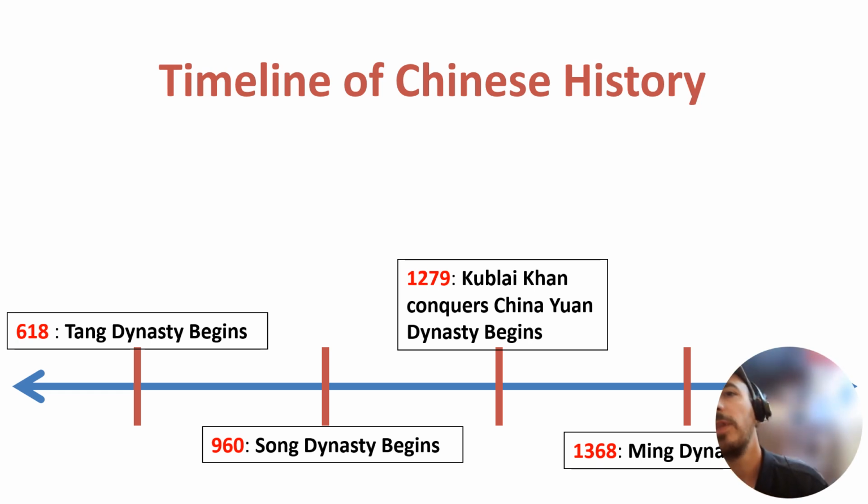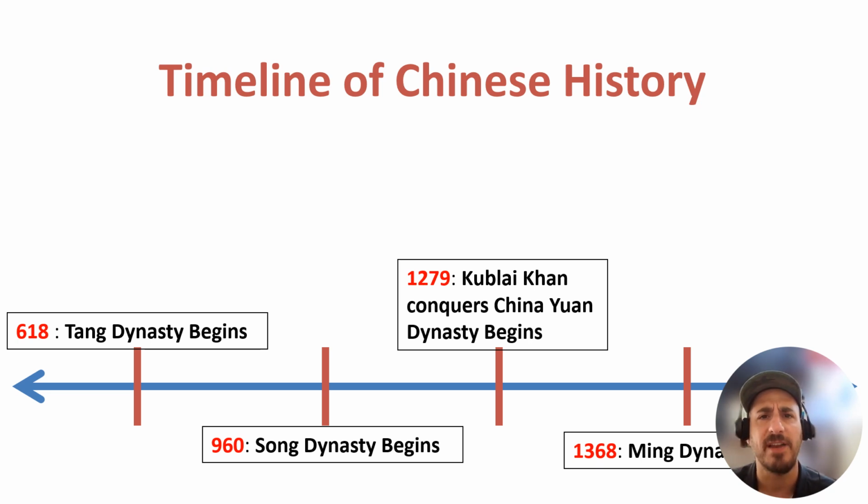And then you want to put in the year 1279, Kublai Khan conquers China, and his dynasty is the Yuan dynasty. Now we're going to talk about the Mongols. The Mongols are not Chinese. The Mongols are from Mongolia, this northern province north of China. They actually conquer China and they create their own Chinese dynasty. We'll talk about the reasons for that later, but you can put that one at 1279. And then you get the Ming dynasty at 1368.